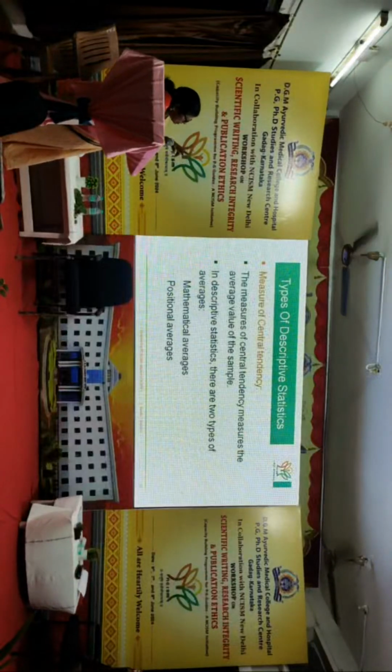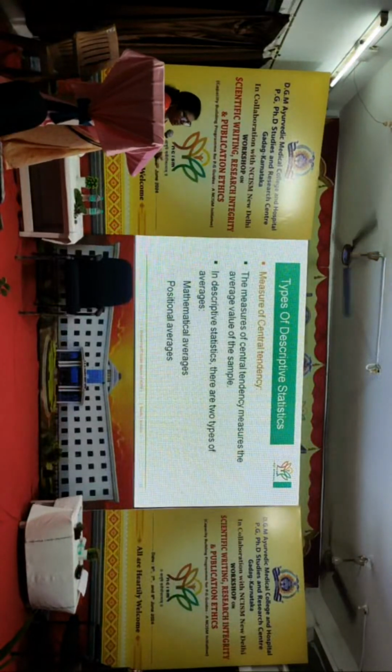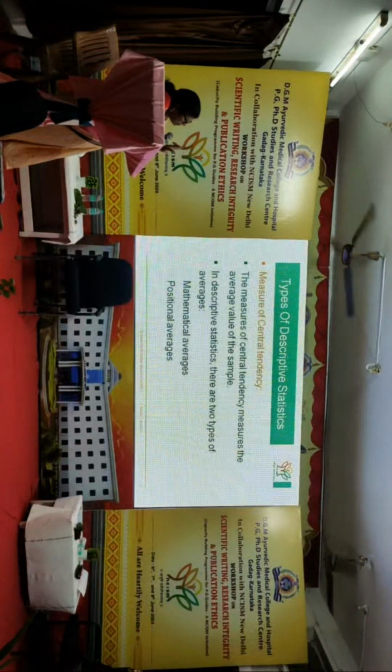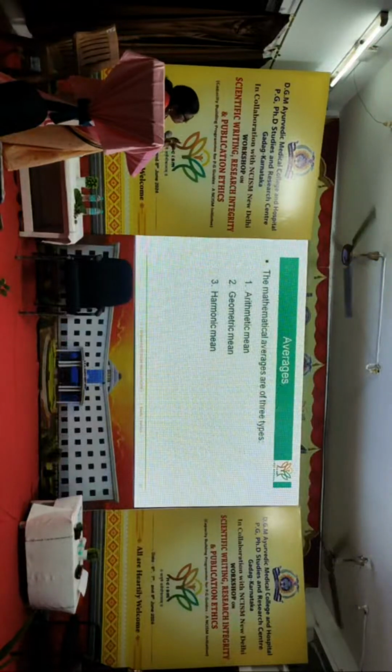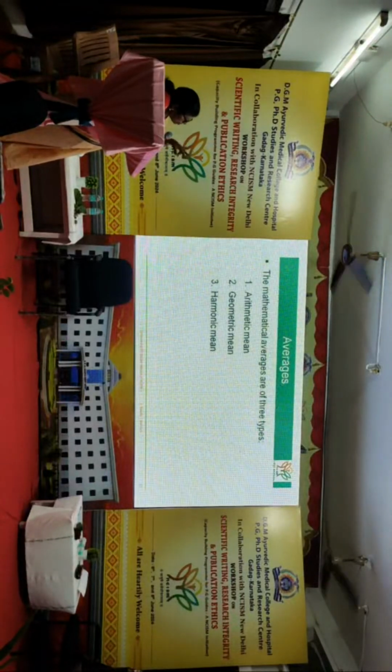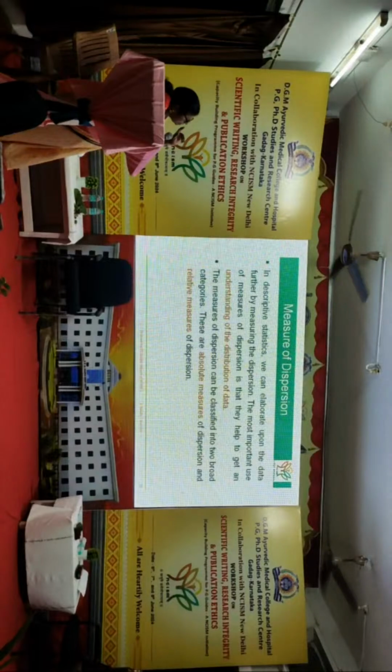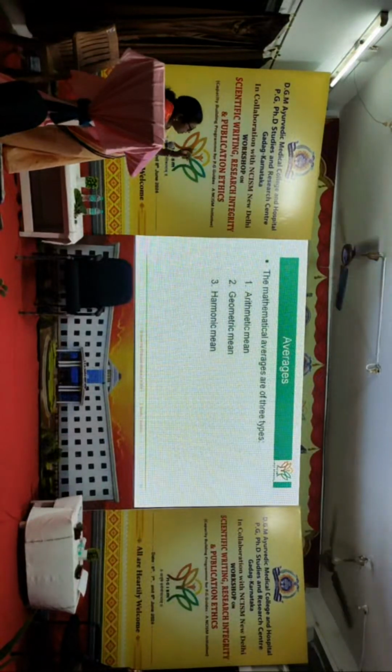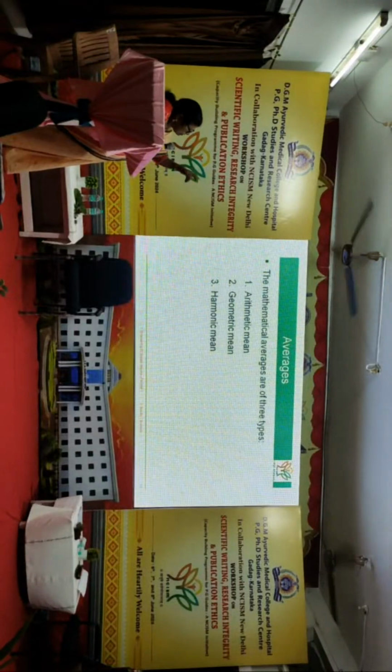Next slide. So, measures of central tendency. This is the average. You know how to calculate the average: you add everything and divide it by the number of samples. Next slide. They are arithmetic mean, geometric mean, harmonic mean, etc. Arithmetic mean we all know, adding and dividing. Geometric mean, the nth root, like that.